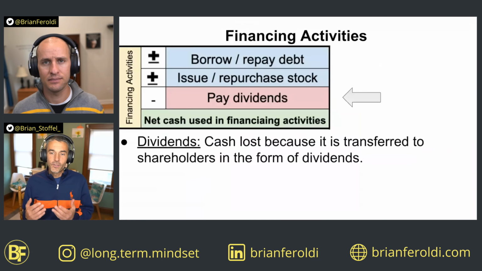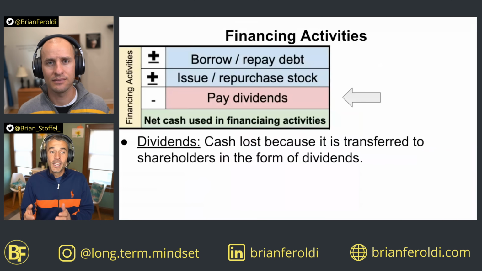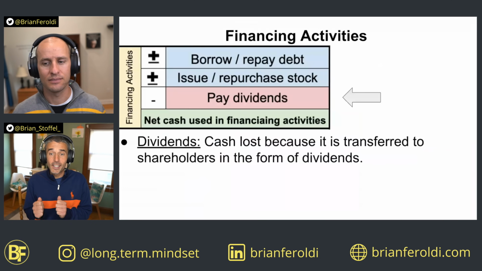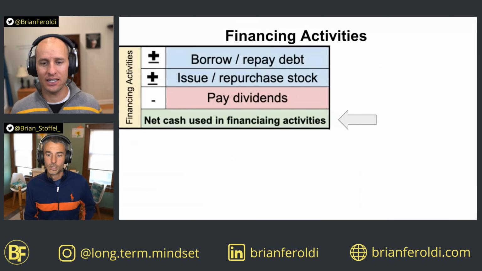And finally, we have dividends. A company likes to reward its shareholders by paying out its excess free cash flow in the form of dividends. If it pays a dividend, that's usually considered a good thing by investors, but for the cash flow statement, it is a negative because it reduces the amount of cash that a company has. Add all those activities together and you get the net changes in cash at a company due to financing activities.